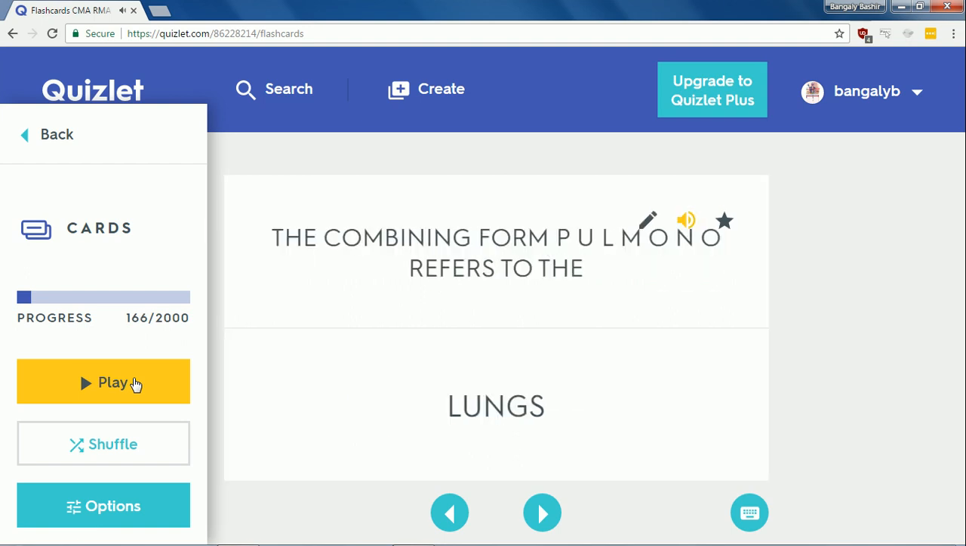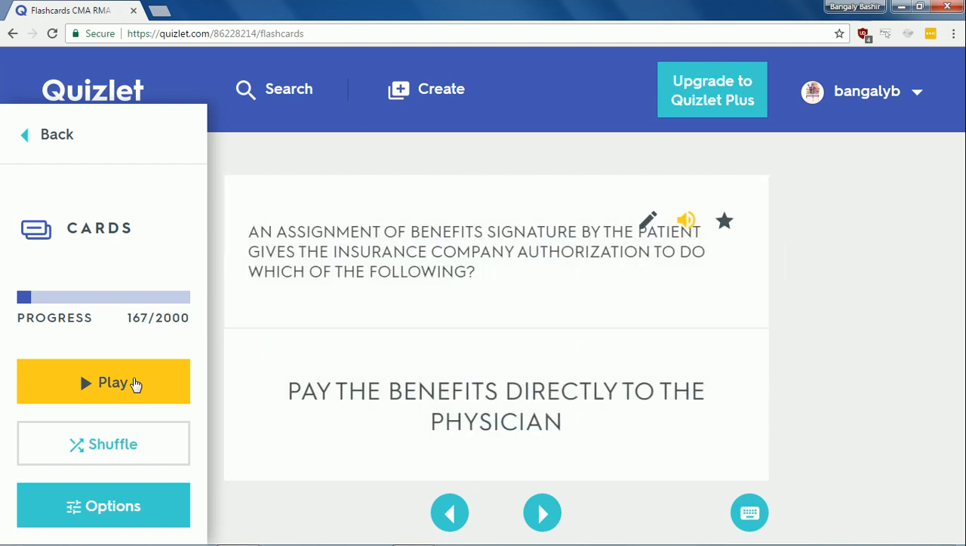The combining form pulmono refers to the lungs. An assignment of benefits signature by the patient gives the insurance company authorization to do which of the following? Pay the benefits directly to the physician.